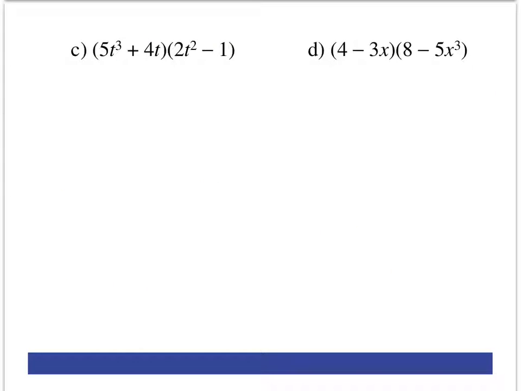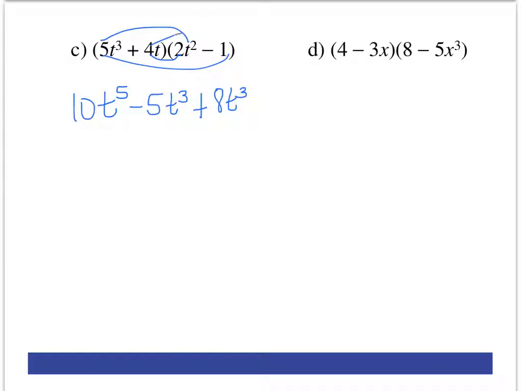Again, we're going to multiply. So first, we get 10t to the fifth. Outer, it gives us a negative 5t to the third. Inner, that gives us a positive 8t to the third. And then last, gives us a negative 4t. Gather like terms, we get 10t to the fifth plus 3t cubed minus 4t.